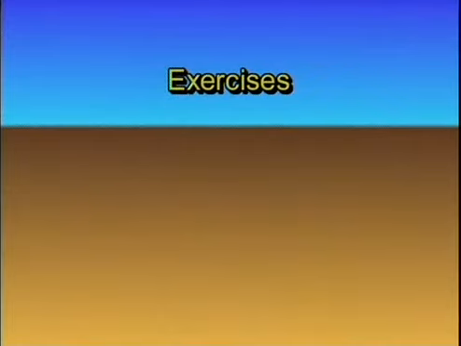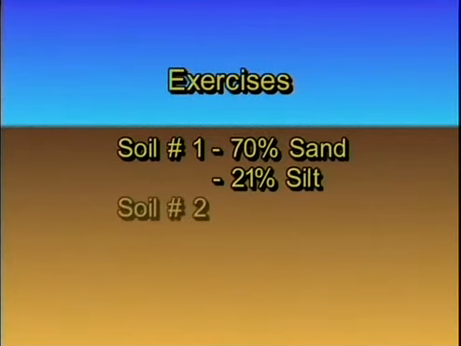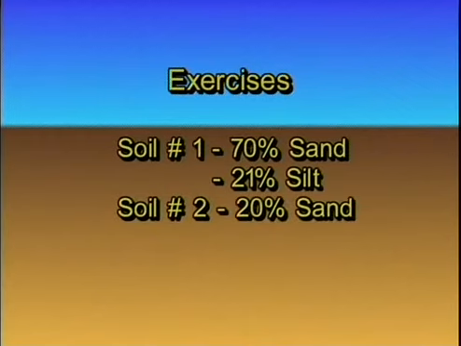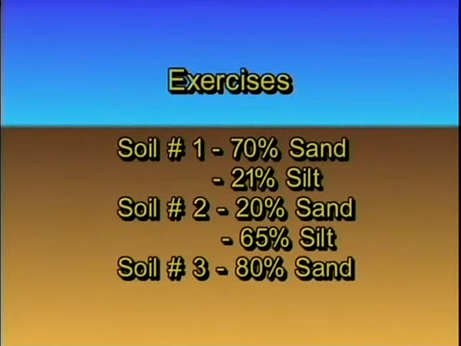The first soil, we'll call it soil number 1, is 70% sand-sized particles and 21% silt-sized particles. So for soil 1, go to the triangle and determine where the 70% sand and 21% silt lines intersect, and determine the textural class name. Soil number 2 is 20% sand and 65% silt. And the third example, soil number 3, is 80% sand and 15% silt.